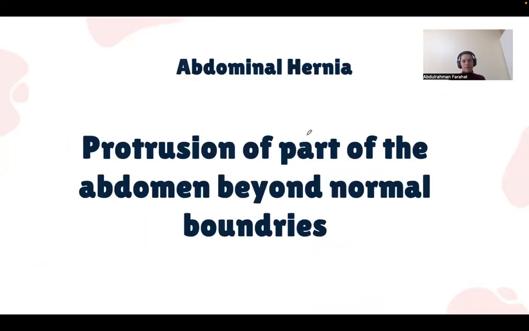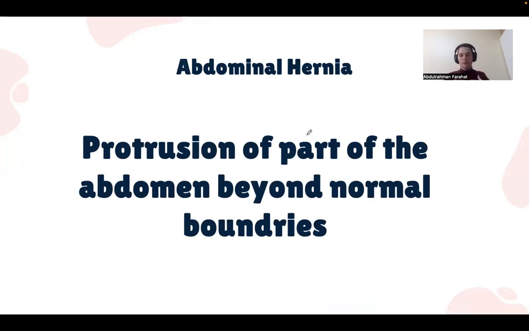So, the clinical condition we'll be speaking about would be the abdominal hernia. What's a hernia, generally? Any hernia would be a protrusion of a part of a body. So an abdominal hernia would be a protrusion of part of the abdomen. Where would it protrude? Anywhere beyond its normal borders.